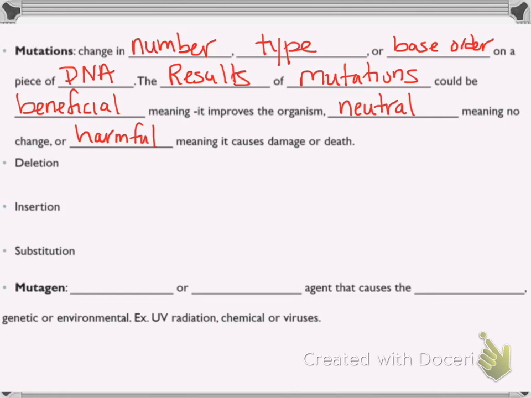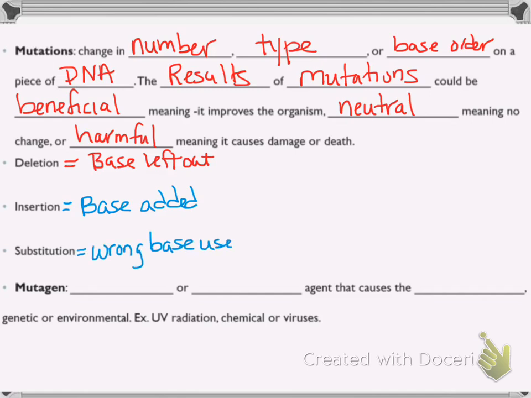So one of the terms is deletion. You're taking one of those base letters, an A, a T, a G, and a C, and you're taking it away somehow or another. It doesn't meet its match, and so it's been deleted. Insertion, a base has been added, so there's an extra base in the chain, so it's messing up the chain. Or a substitution, the wrong base is used.